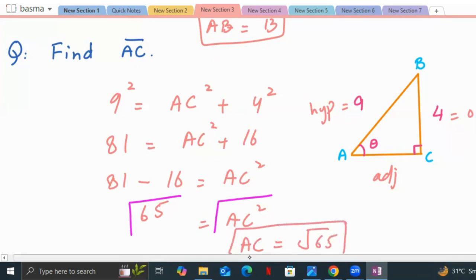If you want the decimals, because it doesn't represent a perfect square number, you can just put it in the calculator and it will give you the decimal number. So your AC is 8.06. So this is how the trigonometric ratios work to find the missing lengths and angles in a right angle triangle.